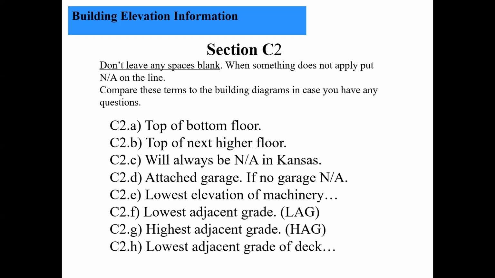And then C2F, our lowest adjacent grade. Of course, this is important for a LOMA in support of that. This can also be used as part of the one mitigation discount under Risk Rating 2.0. So it's still an important number. And then C2G is our highest adjacent grade. So this is a more important number for section E. And then we have C2H, which is the lowest adjacent grade of a deck or stairs. So we're going to want to measure the post of that or those stairs, and it's still going to come into play for a LOMA. So it's an important number as well.